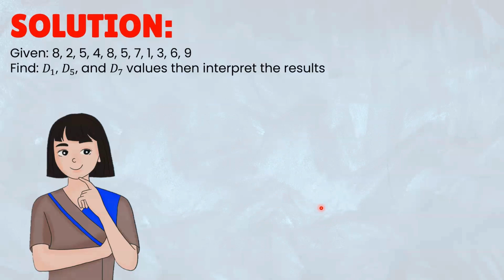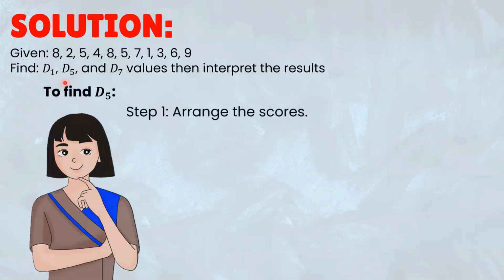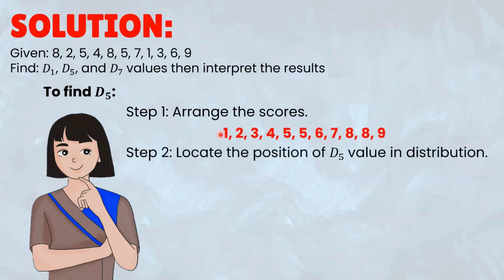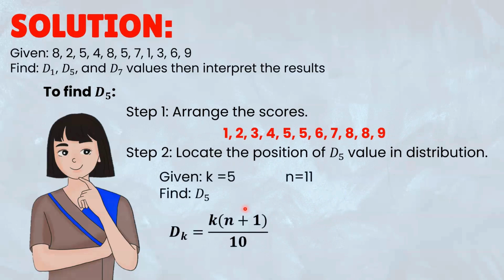All right, let's move to decile 5 value. So to find the decile 5 value, we have to first arrange the scores. So we have here, the scores are now arranged. Then we locate the position of decile 5 value in our distribution. So we will use again the formula for deciles. We have here the formula. We are looking for decile 5, so our k will be equal to 5. And n is equal to 11 because again, there are 11 scores in our data set.